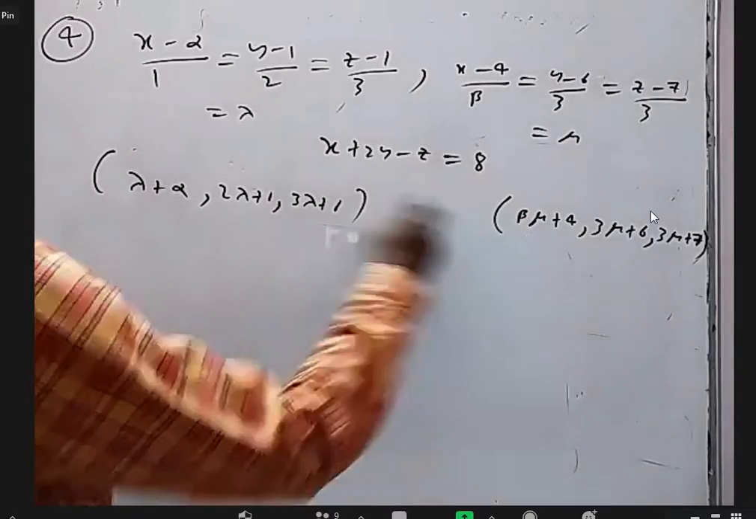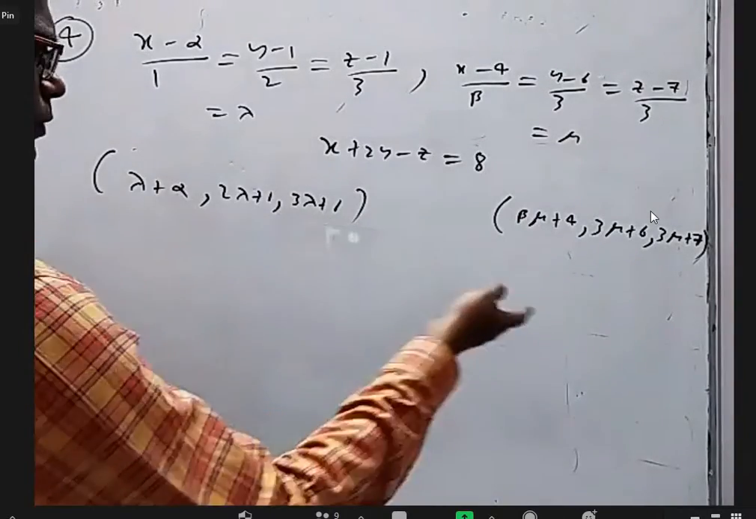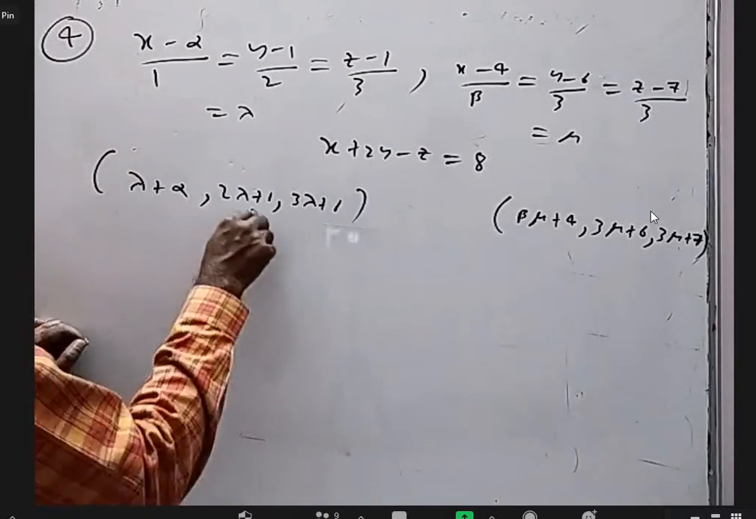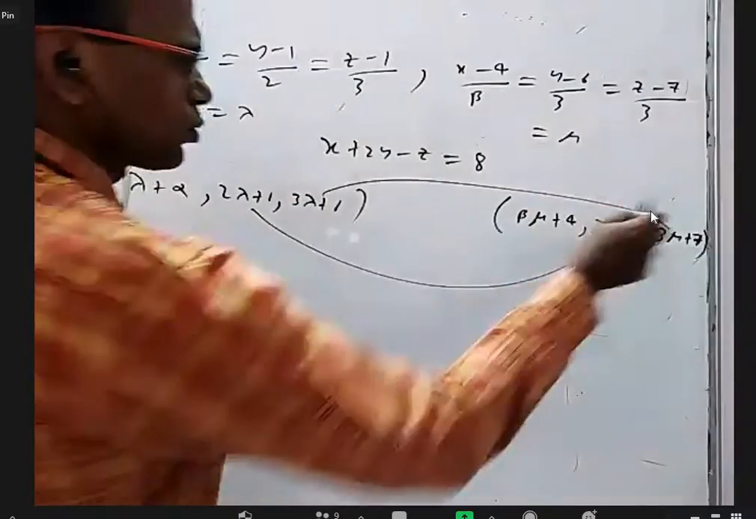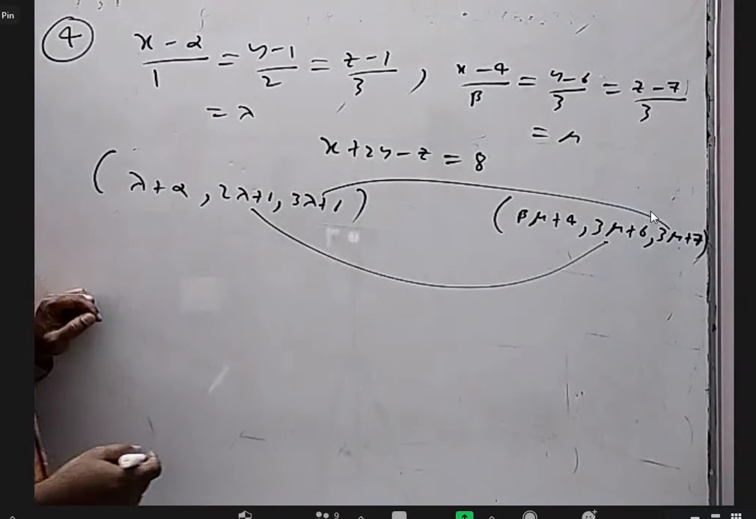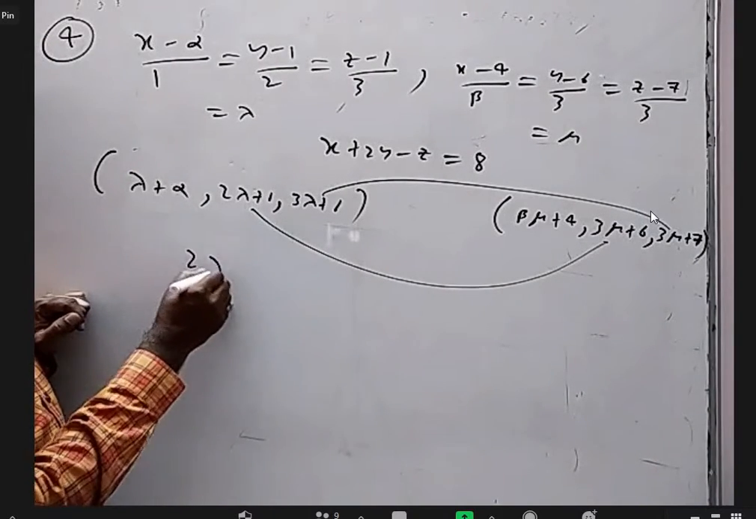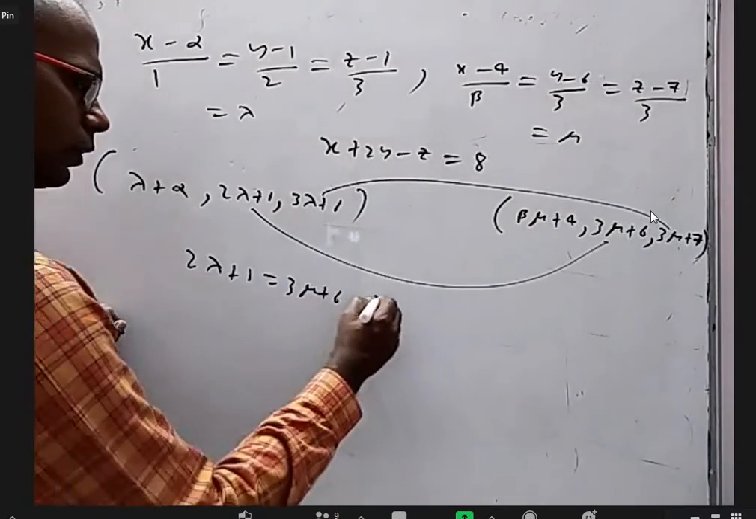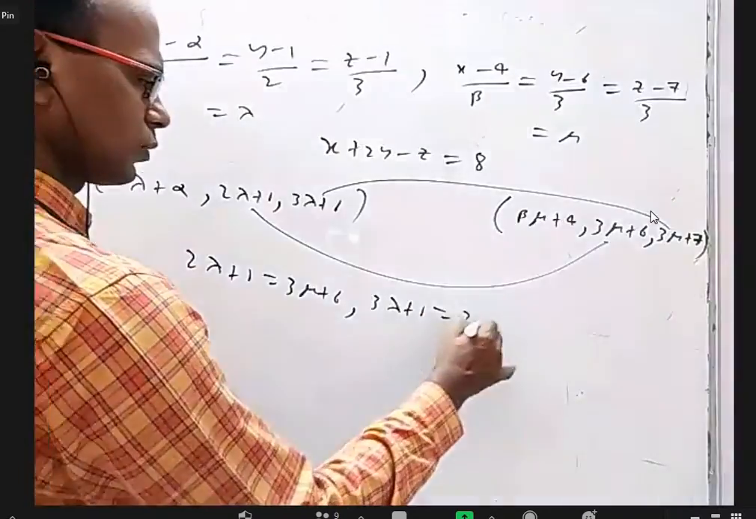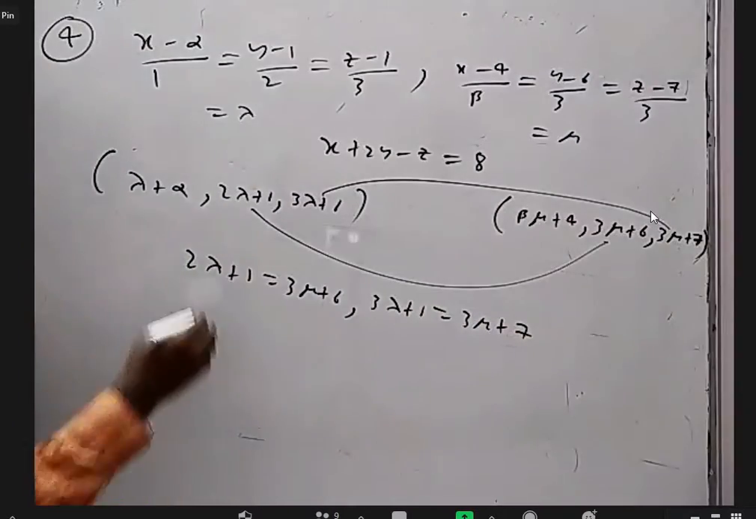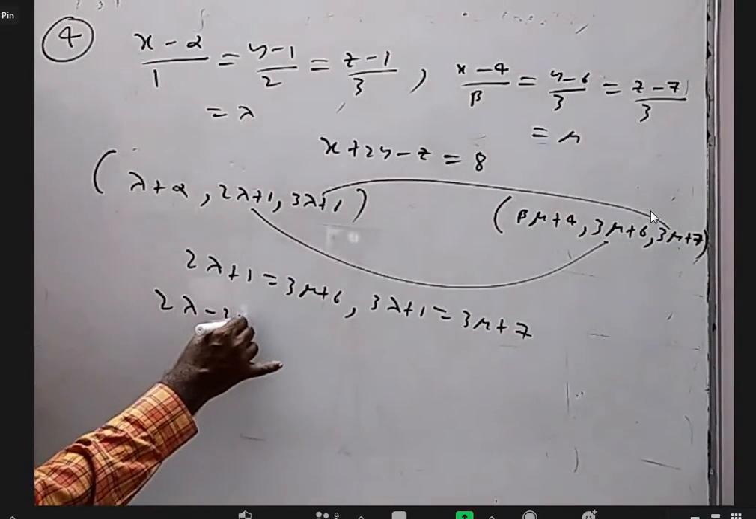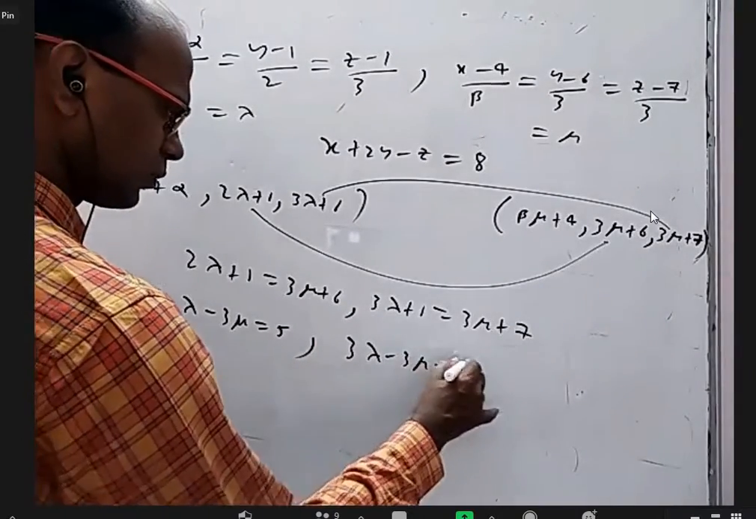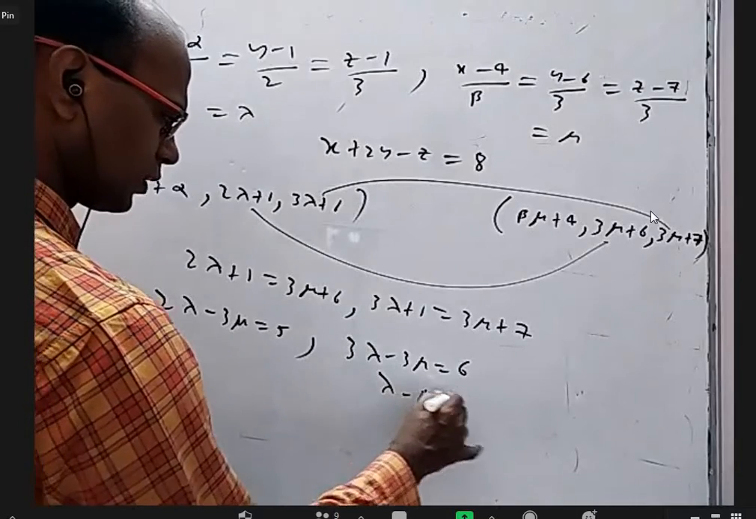Okay, equate this and this, this and this, this and this. Alpha is only in the first element. So equate these two: two equations, two unknowns, we will get lambda, and that is better. So 2 lambda plus 1 is equal to 3 mu plus 6. 3 lambda plus 1 equal to 3 mu plus 7. Here 2 lambda minus 3 mu is equal to 5, and 3 lambda minus 3 mu equal to 6. That is lambda minus mu equal to 2.